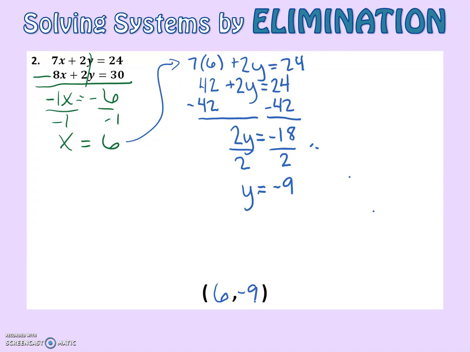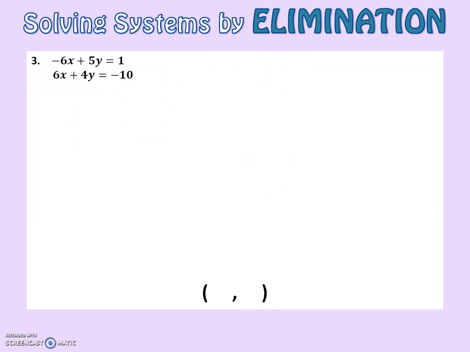Alright, let's move on to number 3. Okay, again, let's just double check. Our equations are both in standard form, so we are good to go. Now the coefficients, not including the signs, the coefficients on the x's are 6 and 6, so that's good. And then on the y's is 5 and 4. So I would definitely choose the x's because those will be the easiest to eliminate.